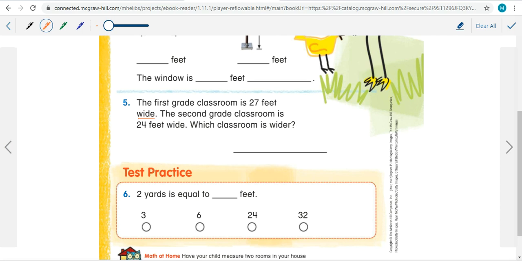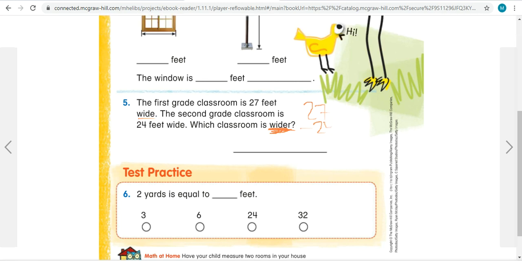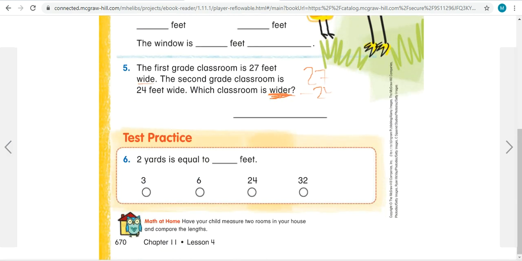27 feet wide. The second grade classroom is 24 feet wide. Which classroom is wider? We are comparing two different lengths. So remember, we have to subtract on this part. You're going to subtract 27 minus 24 to find the answer.